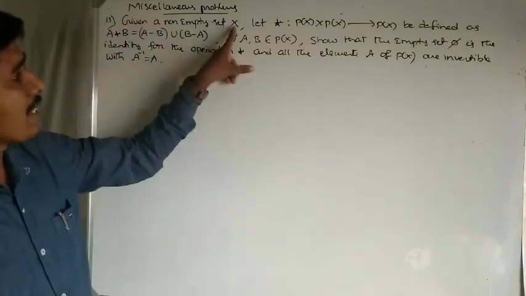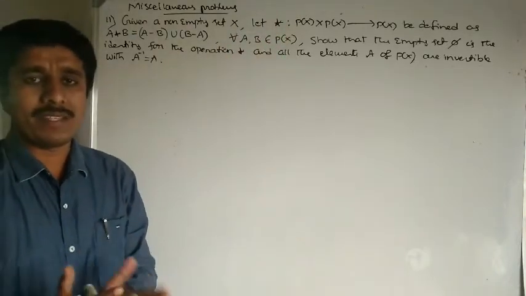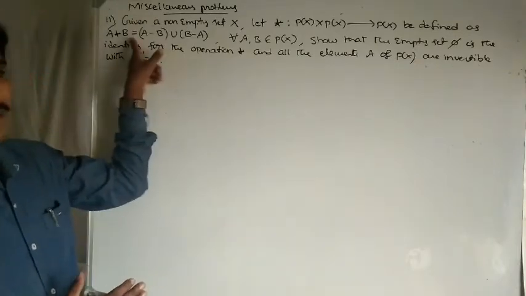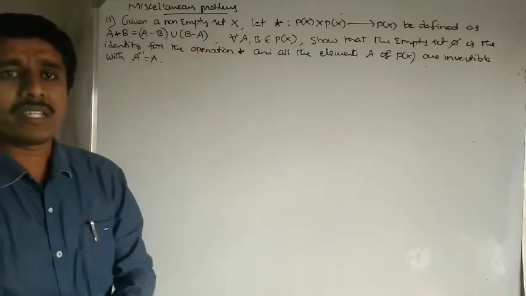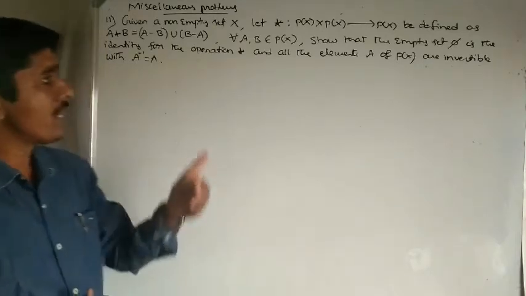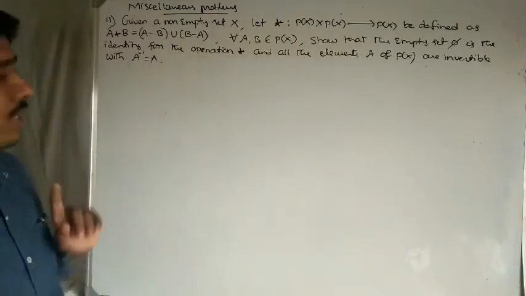Here given a non-empty set X, P of X means the power set of X, the set of all subsets of X. Here the binary operation star is defined like this. So here we have to prove that pi is the identity element and we have to prove that all the elements of set A are invertible with A inverse equal to A.